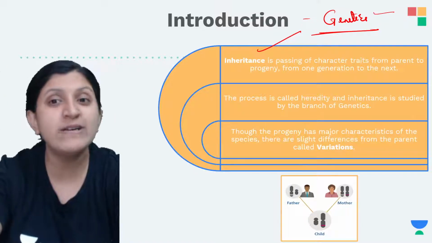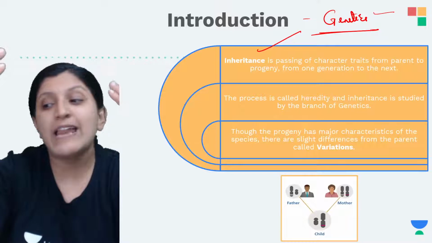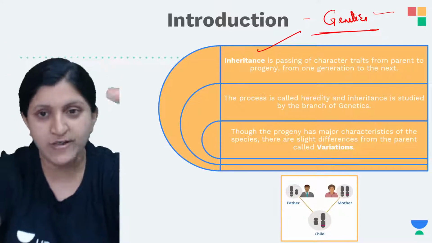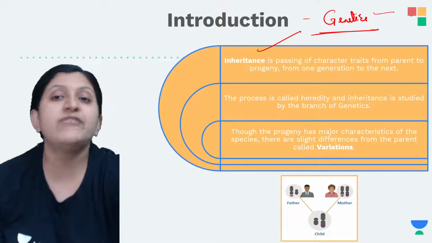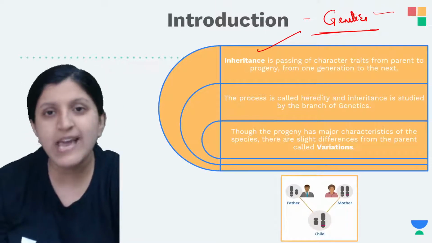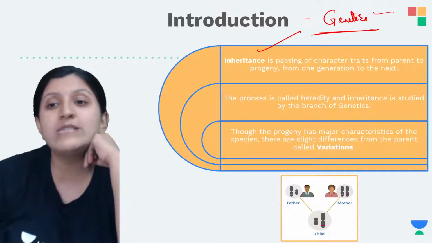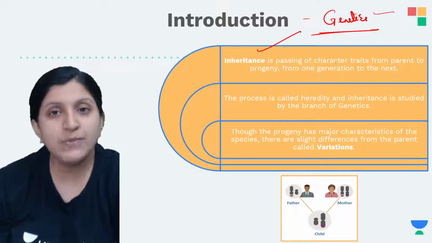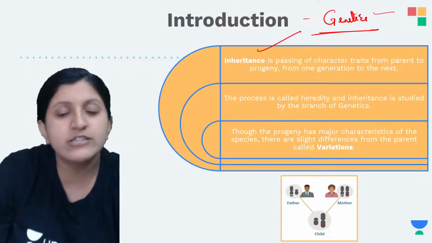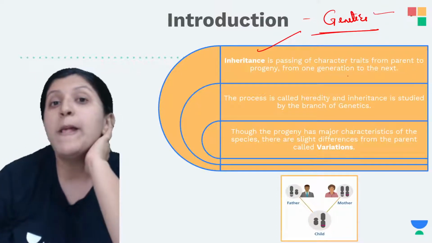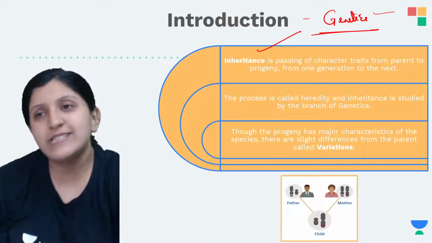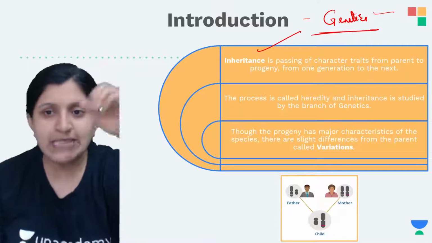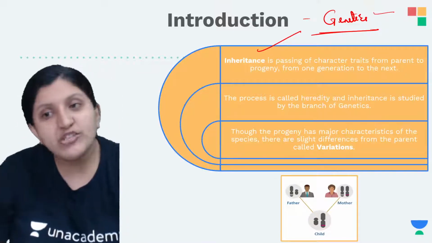That means there is a character, a trait that is being passed from generation to the next generation, and that itself is what we are trying to study. So basically it is inheritance. Inheritance is passing of character traits from parents to the progeny. All the traits are being passed from parents to the progeny in the form of chromosomes, which are basically obtained through the egg and the sperm, from one generation to the next.